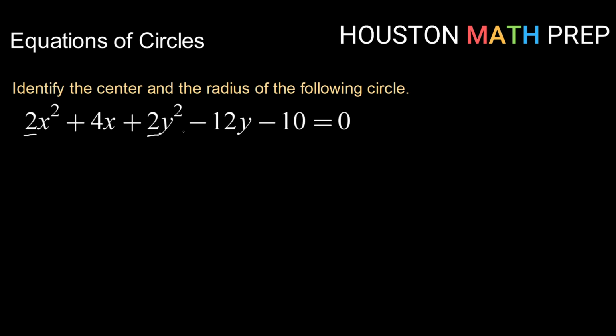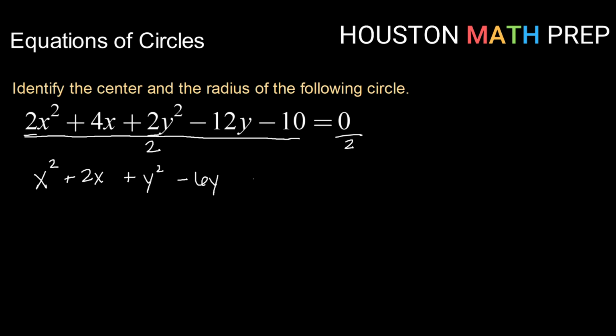If we did not, we could factor out the 2 from our x terms and our y terms as we completed the square. But as I said, since everything is divisible by 2, I'm just going to go ahead and divide both sides of the equal sign by 2. So that's going to leave me with x squared plus 2x plus y squared minus 6y minus 5 equals 0 over 2 is still 0. So now I'm ready to get started on my completing the square process.